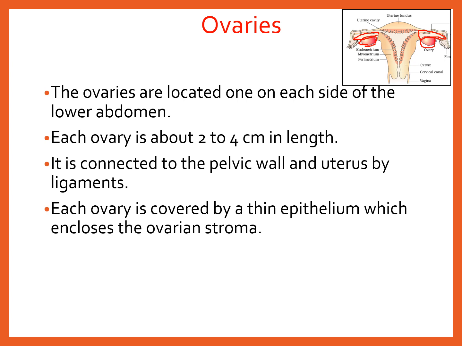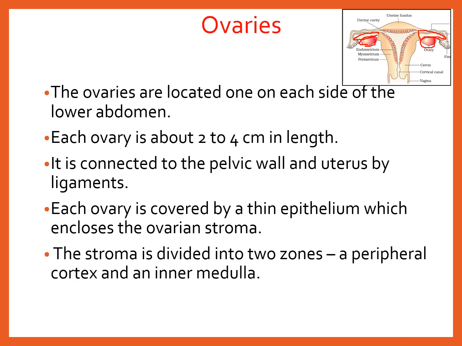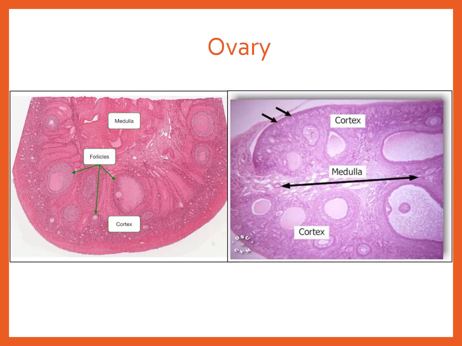Each ovary is covered by a thin epithelium which encloses the ovarian stroma. I'll show a different picture for this. This stroma is divided into two zones. One is the peripheral cortex and inner to that is medulla. So you remember outer layer is called as cortex and inner layer is called as medulla. So here you see the section of ovary. The inner portion is called the medulla and the outer portion, that is this whole portion, is called as the cortex.